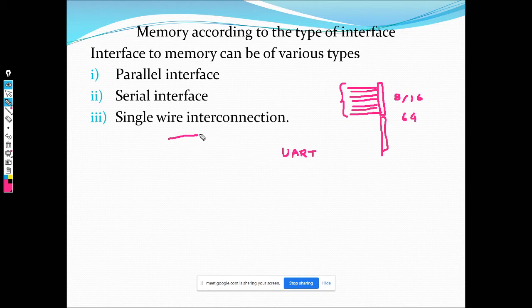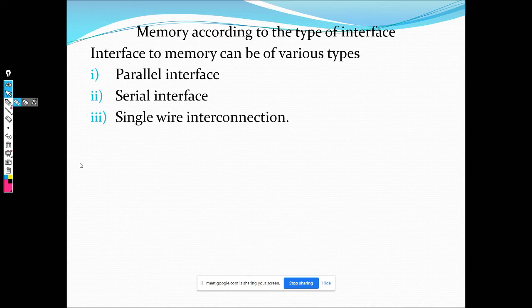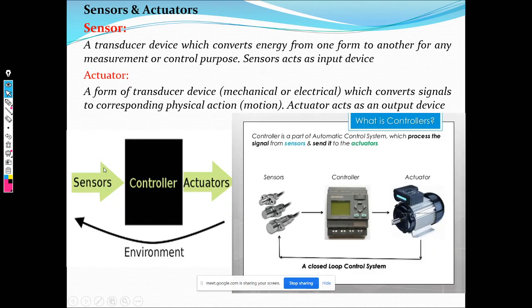Okay, all right. So any questions on this? Just go to the next one. Okay, so that's about the memory and the memory interface types.